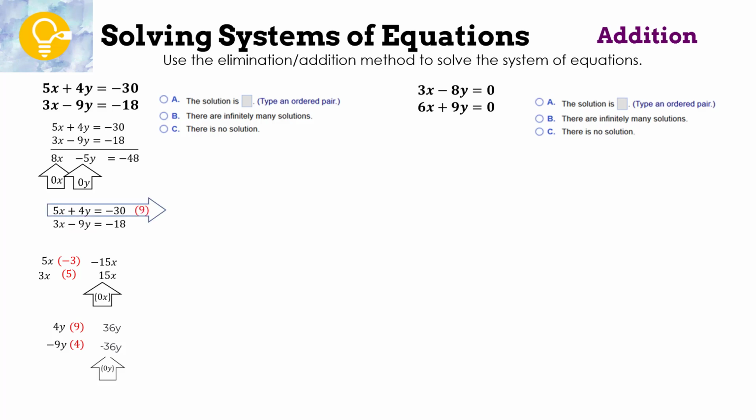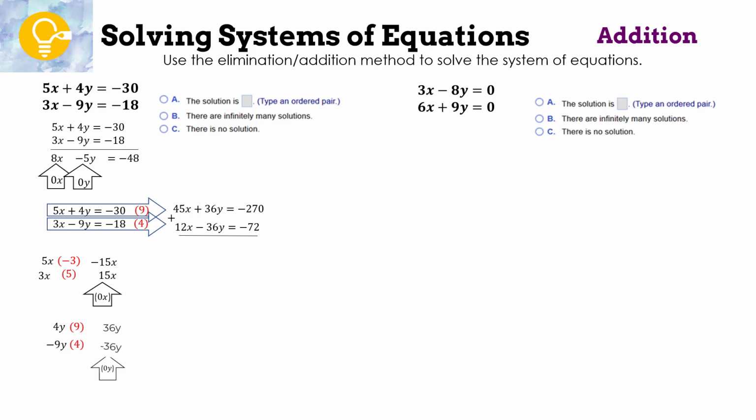So I'm going to multiply the first equation by 9. 5x times 9 is 45x. 4y times 9 is 36y. And negative 30 times 9 is negative 270. I also have to multiply the second equation by 4. 3x times 4 is 12x. Negative 9y times 4 is negative 36y. Negative 18 times 4 is negative 72.